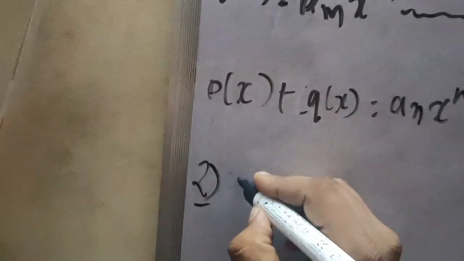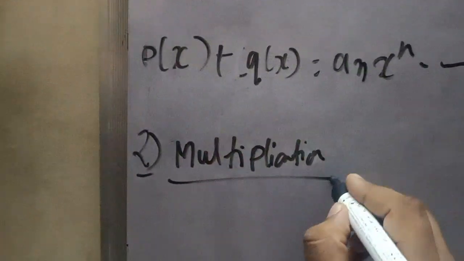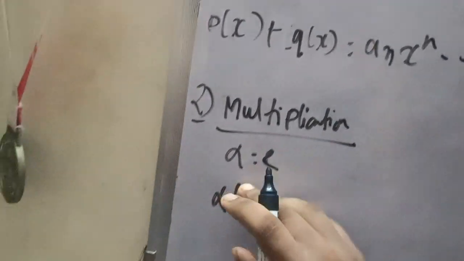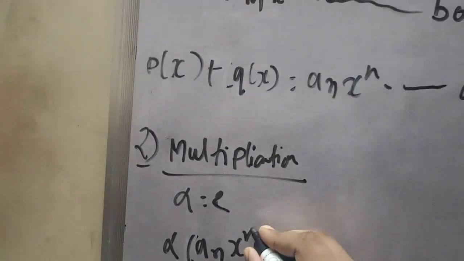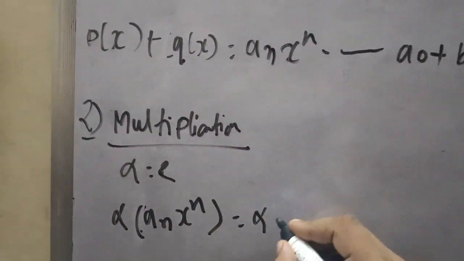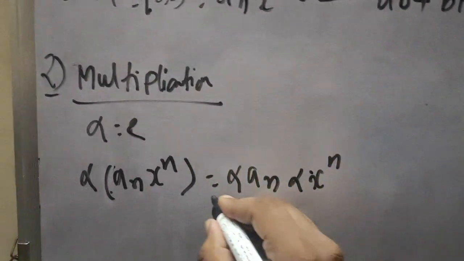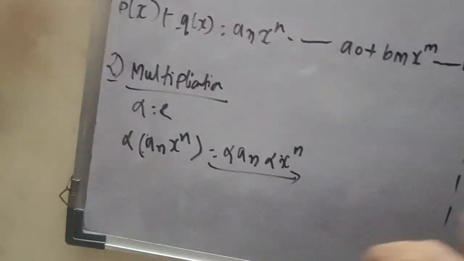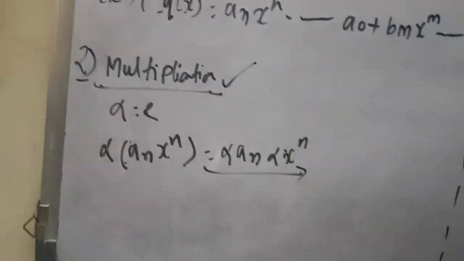Now let's jump to multiplication. Let's take alpha as a real number and multiply this alpha with the polynomial, which is p of x, a_n x^n. Now when you multiply, what you will get is alpha a_n x^n. This is also indeed still a polynomial with real coefficients. So is multiplication satisfied? Absolutely, it's also satisfied.